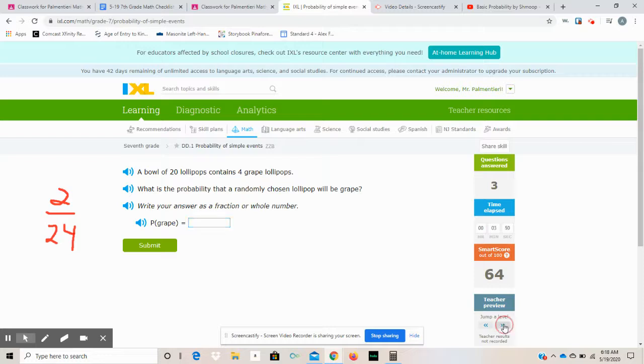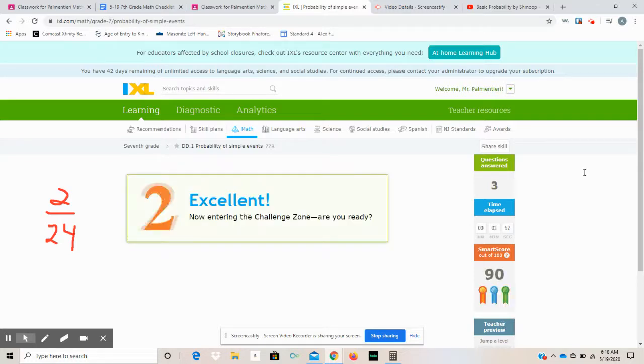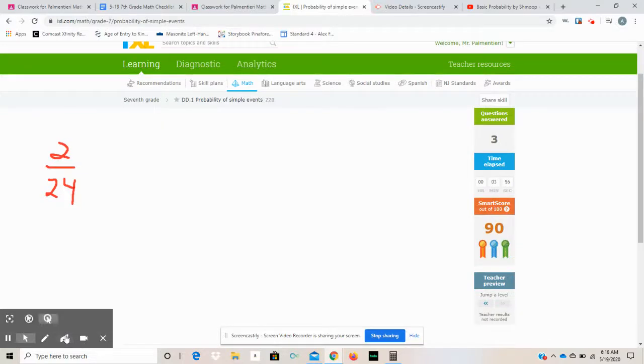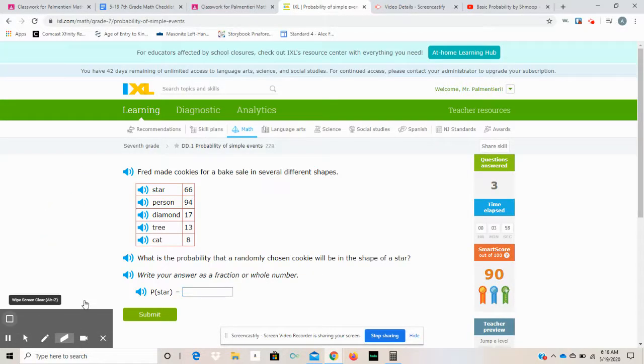Awesome. I'm going to jump another level for you. All right, so then this just takes you right up to the challenge zone. So I'll just do one question from the challenge zone. It says, Fred made cookies for a bake sale in several different shapes. These are the shapes: a star, a person, a diamond, a tree, a cat. What is the probability that a randomly chosen cookie will be in the shape of a star?